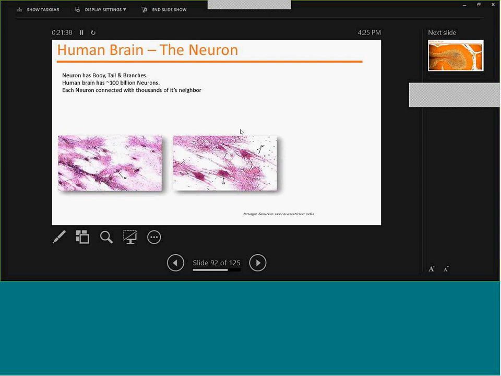In the human brain we have more than 100 billion neurons. Billions and billions of neurons are there in a human brain, and each neuron has a body, tail, and branches, and each neuron is connected with thousands of its neighbor neurons. If you look inside the human brain through a microscope, this is what you will see: billions and billions of neurons, each with three different parts: the body, tail, and branches.